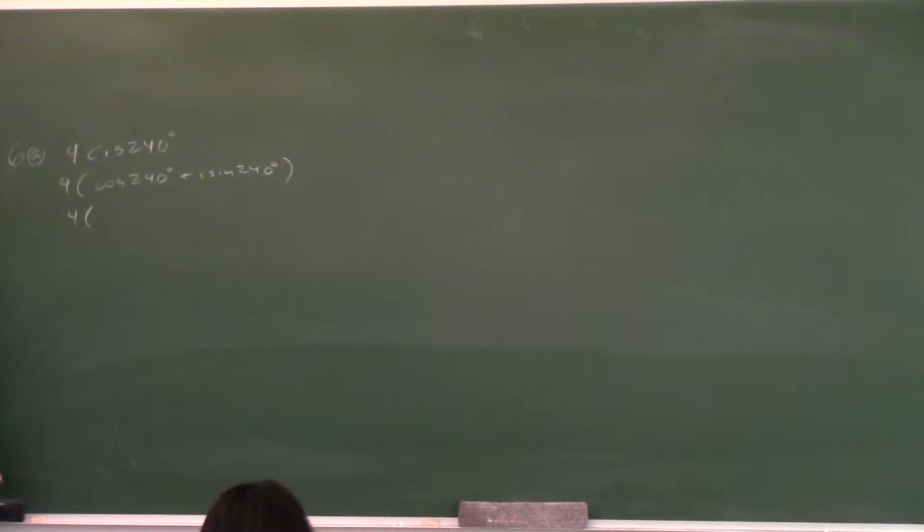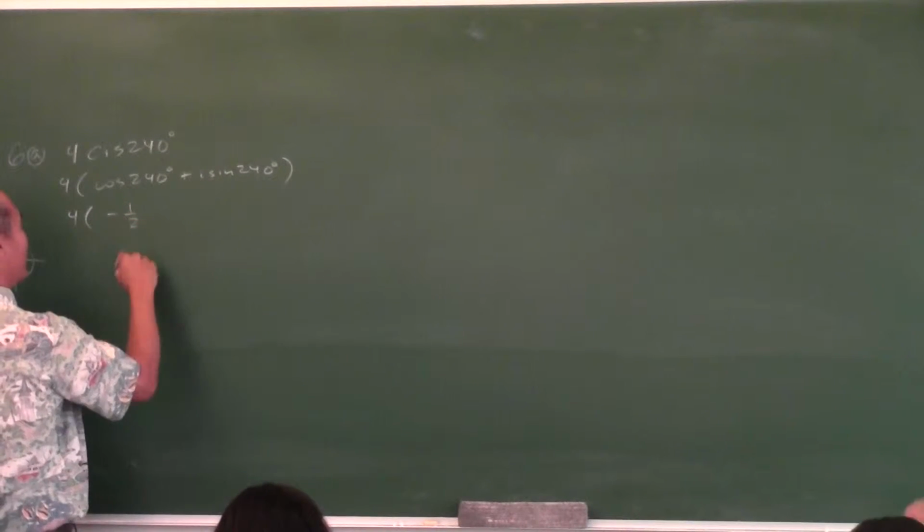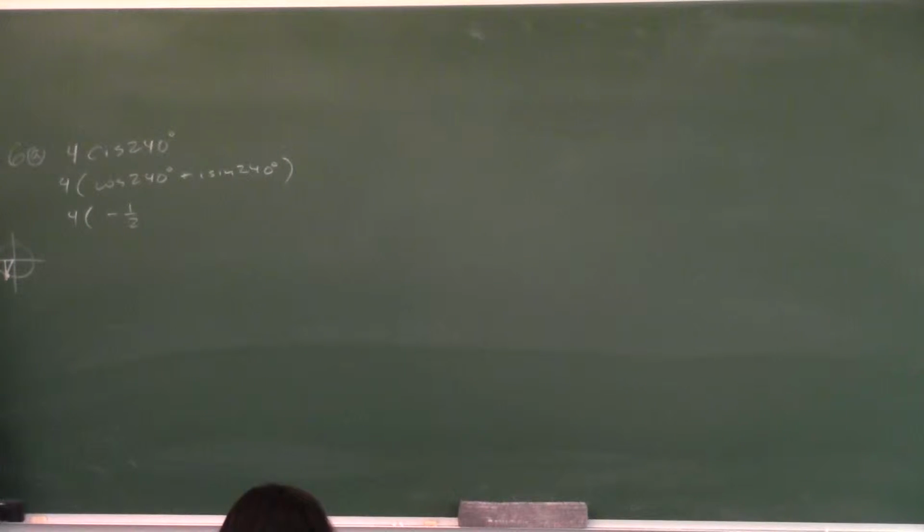Cosine of 240. 240 degrees is right there. When you make the triangle, look, the x value is small, the y value is big. So what is cosine of 240? Negative half. And what is sine of 240? Negative root 3 over 2.